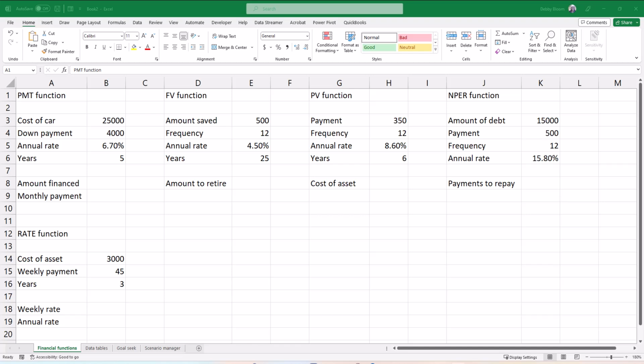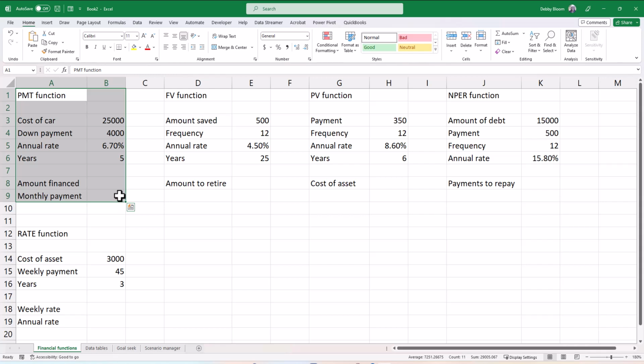In this video, we're going to go over financial functions, data tables, goal seek, and scenario manager. So let's start with financial functions. We have several that we're going to look at. The first one that we're going to look at is the PMT function.